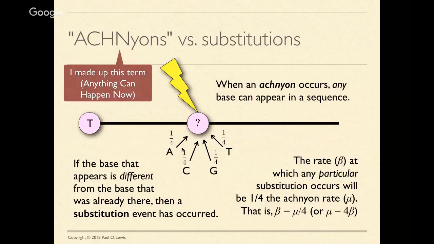So if we calculate transition probabilities in terms of these acneons, we can simply substitute beta equals mu over 4 to get that expression in terms of the substitution rate. Turns out that deriving transition probabilities in terms of acneons is much more straightforward than doing the derivation using substitutions. So we'll do it using acneons and switch back to substitutions at the very end.